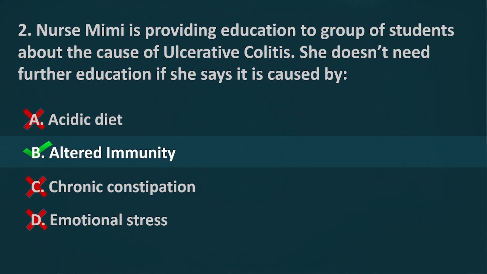The correct answer is letter B, altered immunity. Although the cause of ulcerative colitis is unknown, people with this condition have problems with their immune system, where an immune response is triggered in the colon without any apparent reasons.